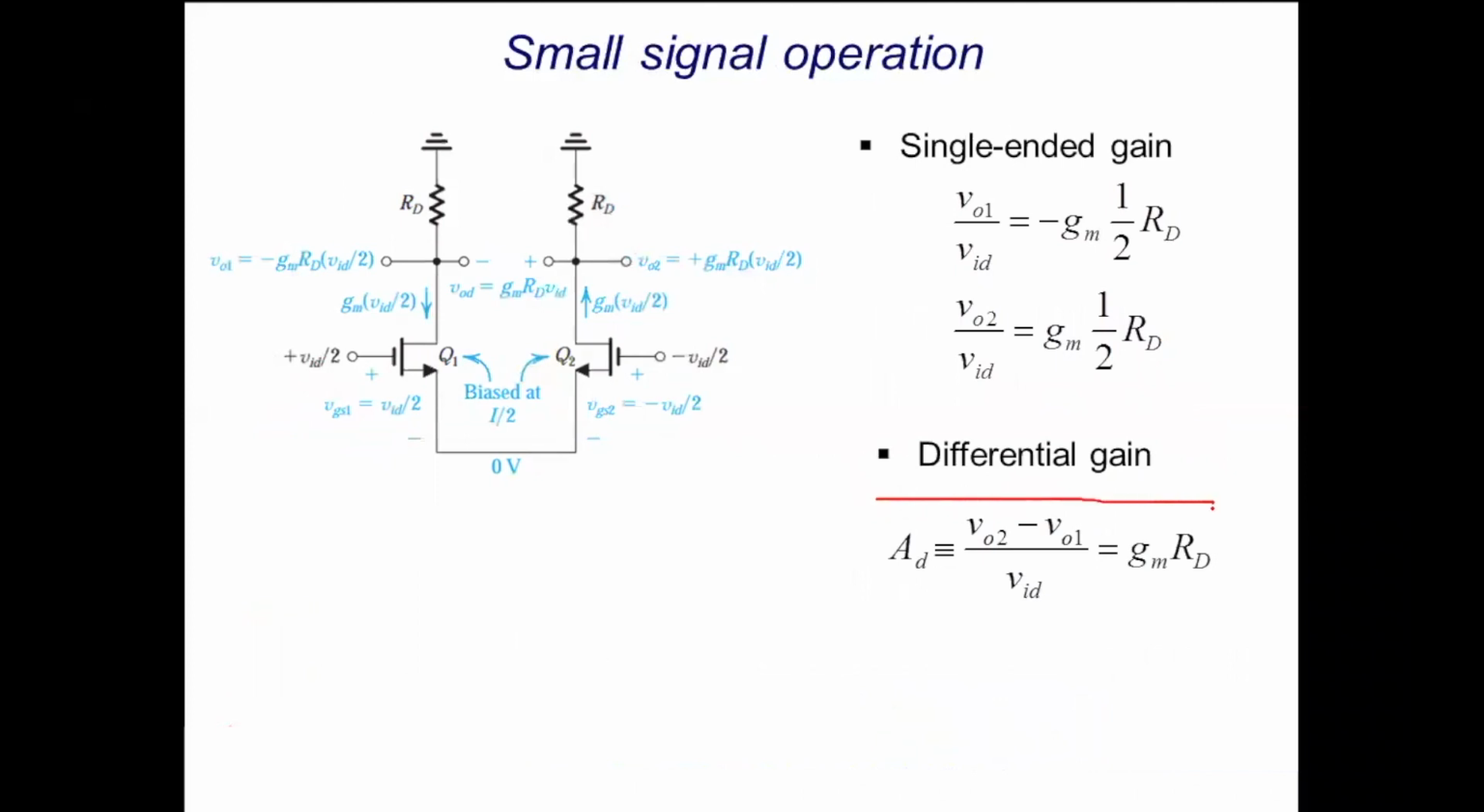This is exactly the same as the gain which we derived for a common source amplifier. So GM into RD. Here we have neglected the internal output resistance of a MOSFET. If we consider that also, that is small r0, then you can write the differential gain as GM into RD in parallel with r0. Hope you remember the expression.